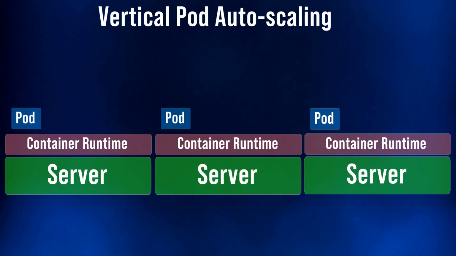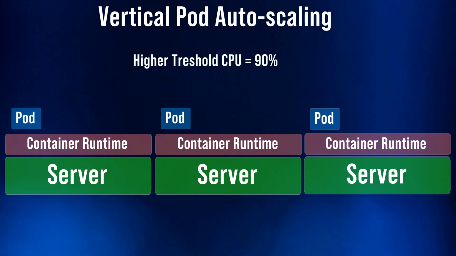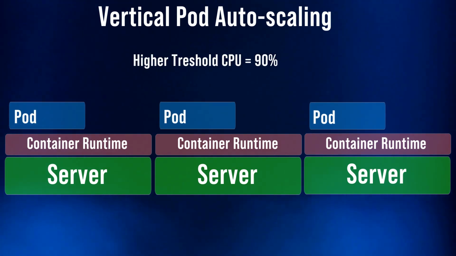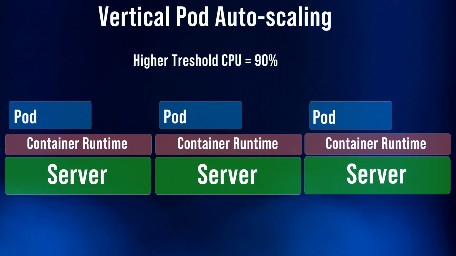Vertical pod autoscaling, VPA. The Vertical Pod Autoscaler is used to adjust the CPU and memory requests of individual pods, ensuring they have enough resources to operate effectively without over-allocating. Following the same approach as the HPA, exceeding a certain threshold triggers the VPA to increase the allocated capacity for the pod, and falling below a certain threshold decreases the allocated capacity for the pod.